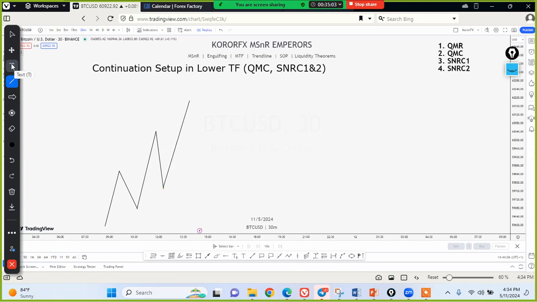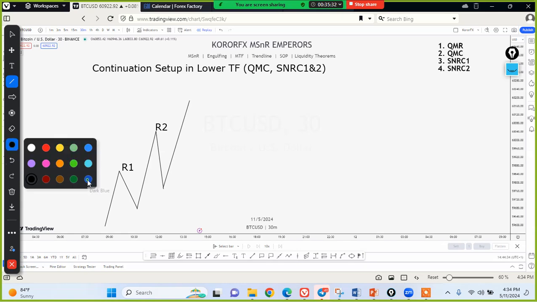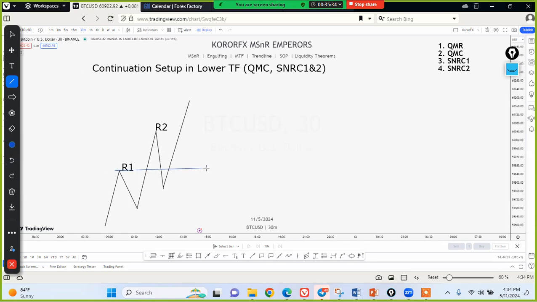So how many SNRs do we have? Resistance 1 here. Okay, resistance 2 here. So that is SNR2 first. But how can we deal with it? We can deal with it by marking out this SNR and this move down. For example, we will mark this SNR level, and we will also mark this SNR level.